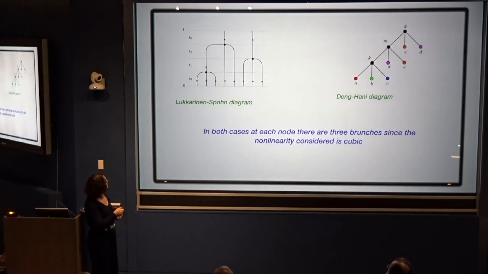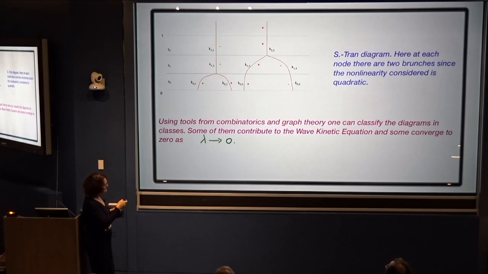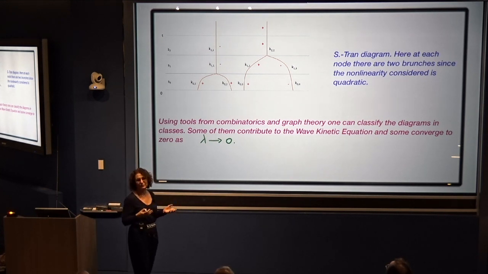And this instead is a picture of the Feynman diagram in the paper of Lukkarinen and Spohn. This is from the paper of Deng and Hani. One thing to remark is that from each node that you see, for example here, there are 3 branches coming out. That reflects the fact that we are looking at the cubic nonlinearity. And the last one that I want to mention is the diagram that Bin and I used. You see here instead 2 branches coming out. Why? Because we are looking at a KdV, which has a bilinear nonlinearity.